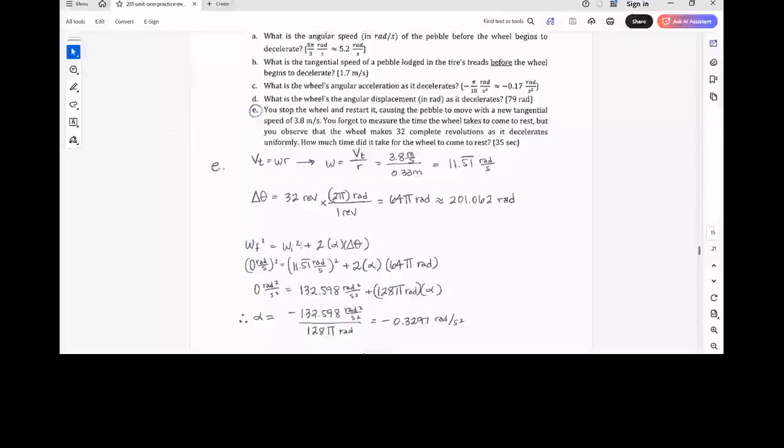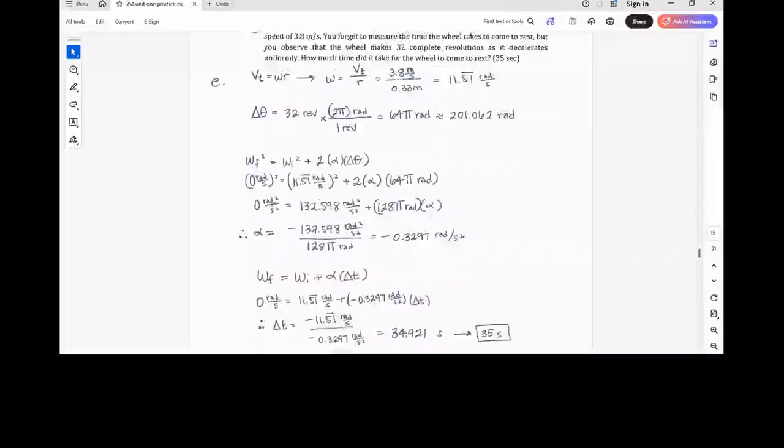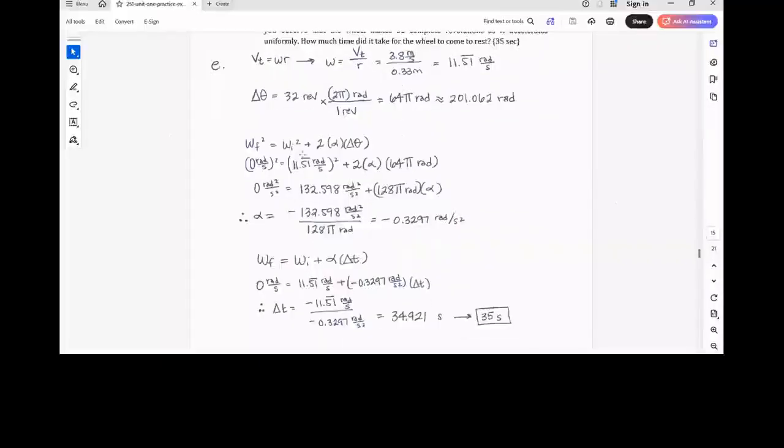And now I need to figure out what alpha is, so the angular acceleration, without knowing anything about the time. And here's another scenario where the third kinematic equation that's time independent is a great choice. I know eventually it comes to rest. I know how quickly it was moving when it began decelerating. And I know that it takes 32 revolutions, so 64 pi radian. I can solve this for alpha.